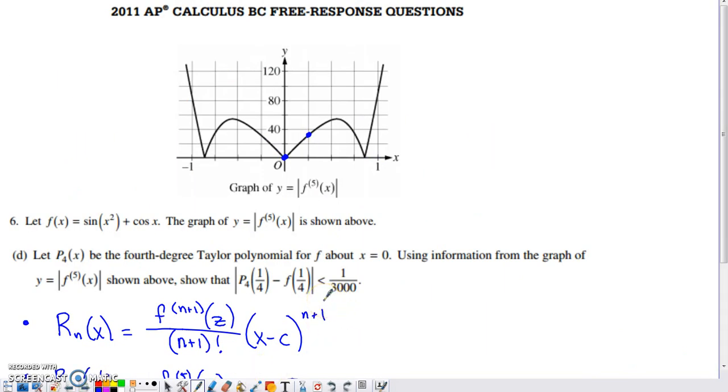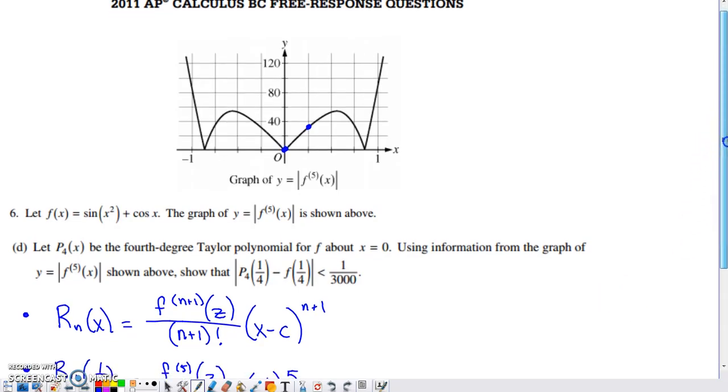In the last piece of this, we're finally going to need to use this graph. They say p sub 4 of x is the 4th degree Taylor polynomial for f based at 0. Using the information from the graph, show that the error between using the 4th degree polynomial to approximate f of 1/4 and the actual value of f of 1/4 is less than 1/3000th.